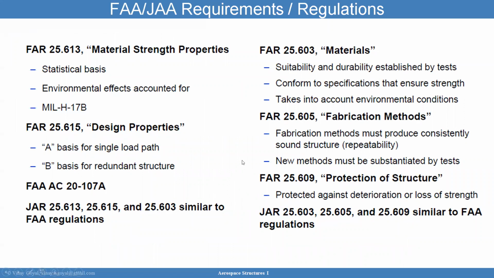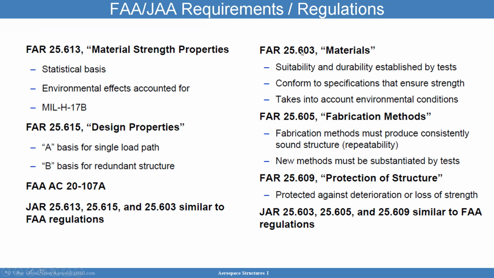The FAR regulations that covered some of the European approaches, but now let's look at the FAR regulations. 25.613 covers the statistical basis, their environmental effects, and then in terms of the Mil Handbook 17, the same CMH 17, Composite Materials Handbook 17. Then 25.615 covers the design properties. All these can be found online very easily. A basis for single load path, B basis for redundant structure. We already covered that. Then you have the advisory circulars 20-107A. Then you have 25.613, 25.615, and 25.603 similar to FAR regulations.